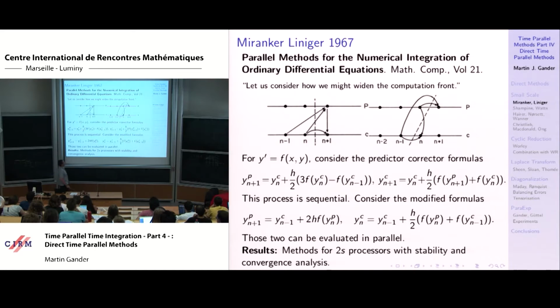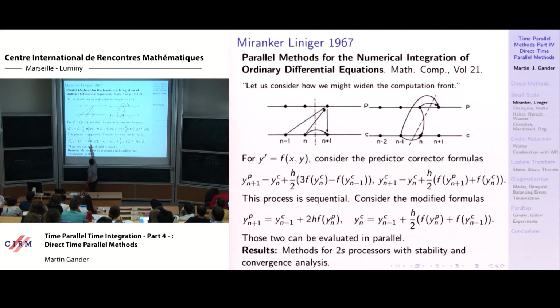And here is the concrete example from their paper. So they take y prime equals f of x, y, and they consider predictor-corrector formulas. Predictor-corrector formulas are formulas that have 2 steps. So here is an example. You first predict the new value, y p, at step n plus 1, from the y n corrected value, and some combination of other corrected values earlier. So you see, you need y n c and y n minus 1 c.